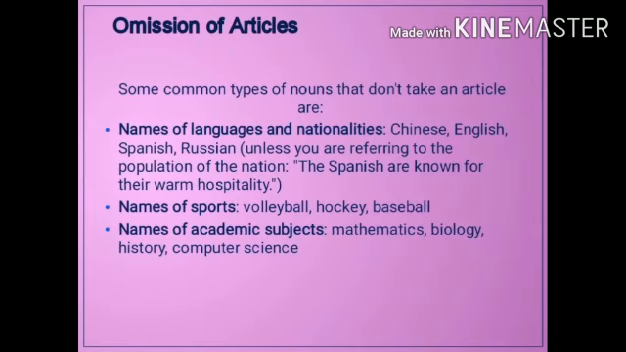We have gone through where to use which article and where not to, but there is still one thing left. What are the nouns which don't use articles at all? Some common nouns that don't use articles are names of languages and nationalities like Chinese, African, American, etc., unless we are referring to the population, like the Spanish are known for their hospitality. We don't use articles with the names of sports like cricket, hockey, etc. And we do not use articles with the names of academic subjects like maths and science.